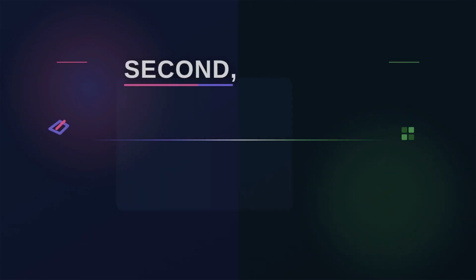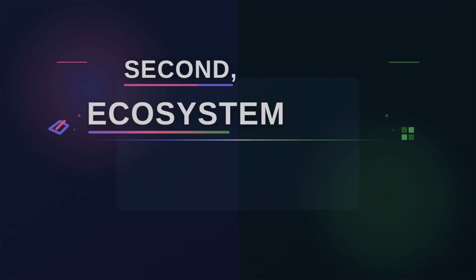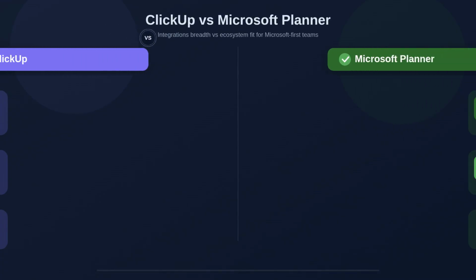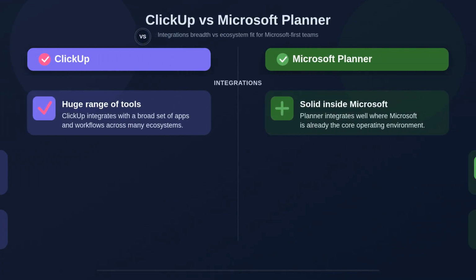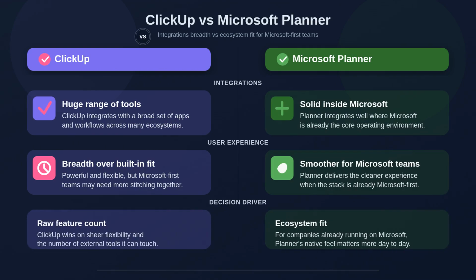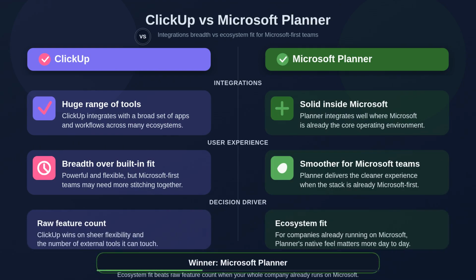Second, ecosystem and day to day collaboration. If your company lives in Teams, Outlook, SharePoint, and Microsoft Identity, Microsoft Planner feels native right away, and that matters a lot for rollout, permissions, and user adoption. ClickUp integrates with a huge range of tools too. But Planner has the smoother experience for Microsoft first teams. Winner is Microsoft Planner because ecosystem fit beats raw feature count when your whole company already runs on Microsoft.